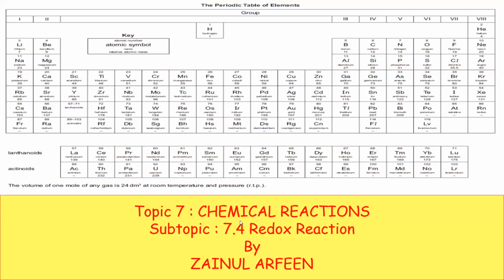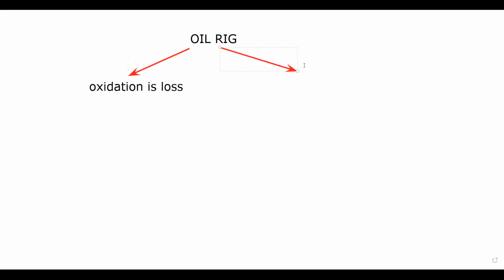Like you will remember this from OIL RIG, where O stands for oxidation, I stands for is, and L is for loss. And R is reduction, is the gain. But gain or loss of what?